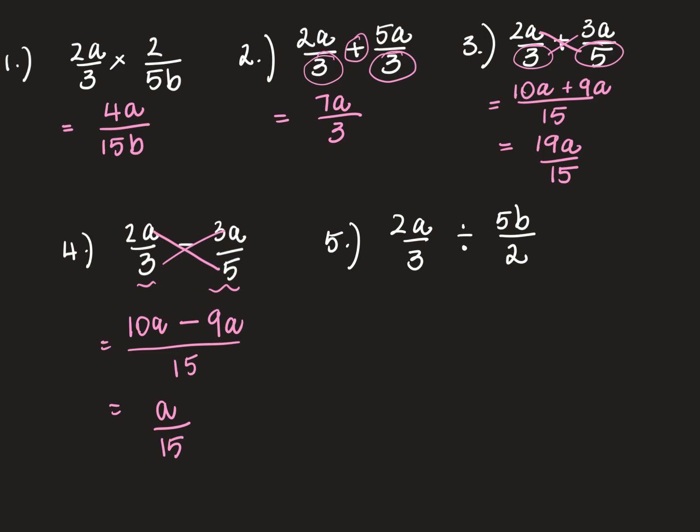Next one here, I'm dividing. What do I do? I keep the first one the same. I change the divide to a times, and I flip the second one. Keep, change, flip. Then it is just a multiplication problem. 2a times 2 is 4a. 3 times 5b is 15b, and we're done.